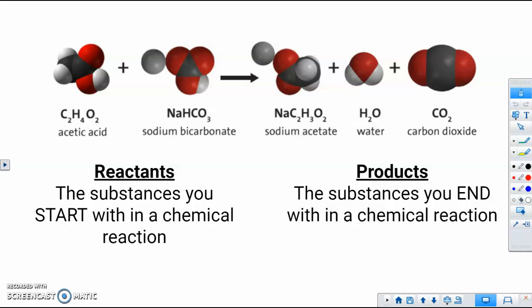In a chemical equation, instead of calling the things we start out with the ingredients, we call them the reactants. So everything to the left of the arrow, which is your acetic acid and sodium bicarbonate, we would consider reactants. So the substances that you start with in a chemical reaction. What we end up with, we call our products. So in this chemical reaction, we had three products. And those are the substances that you end with. It's like what you make or what you produce in the chemical reaction.